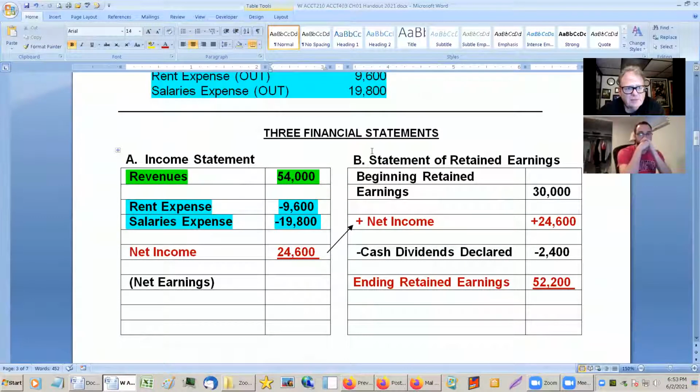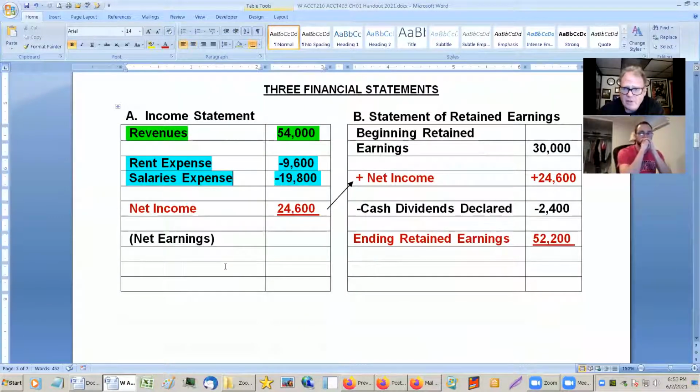So these financial statements, the income statement, tells you if you're profitable. How profitable are they? The statement of retained earnings, this is the owner's piggy bank.